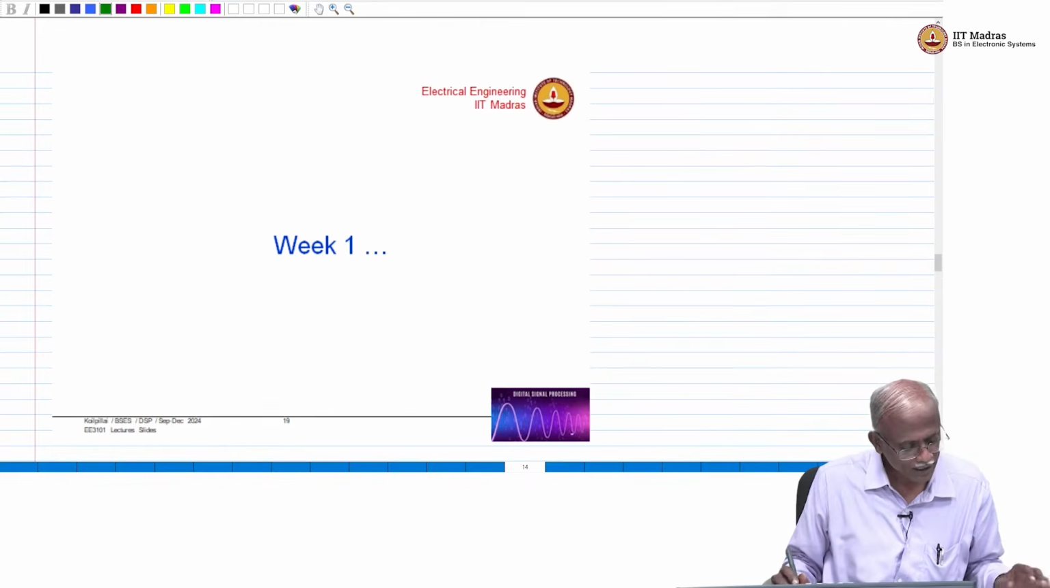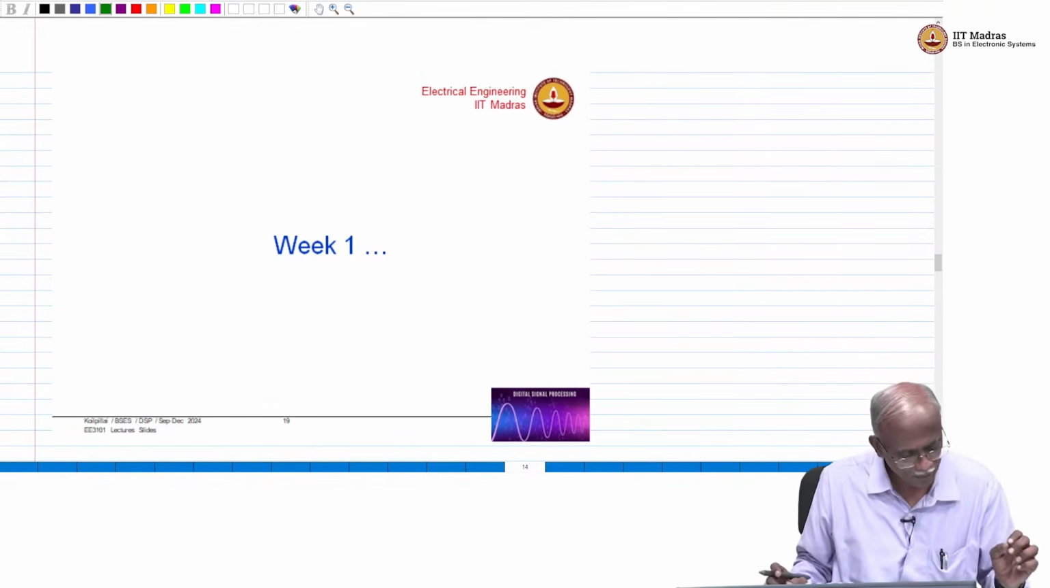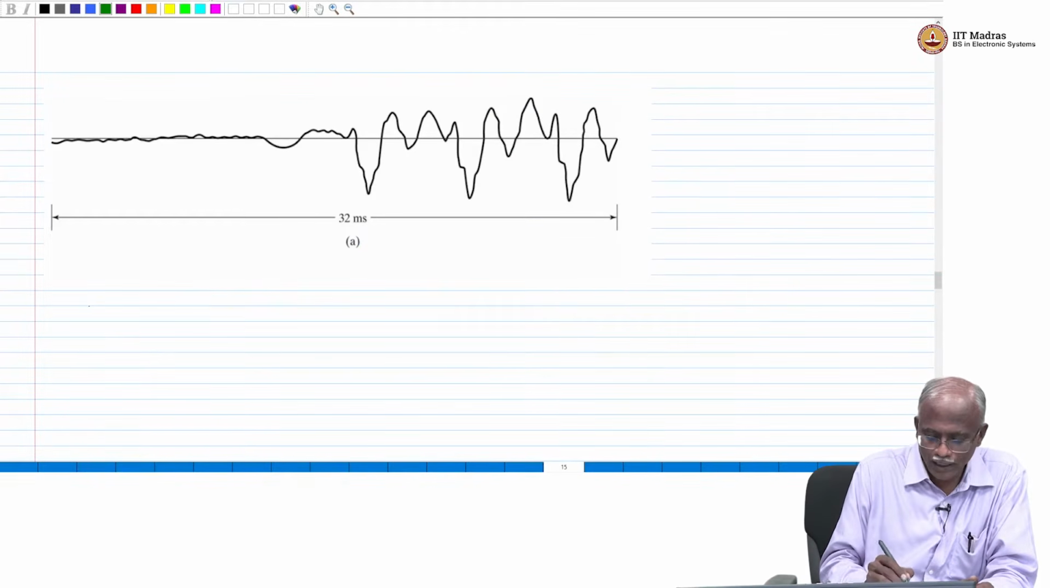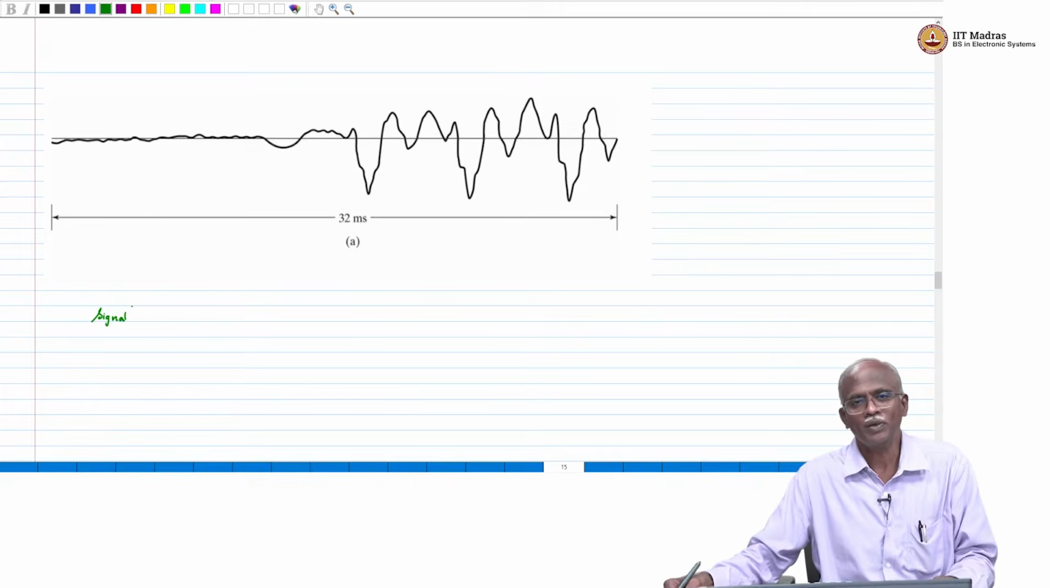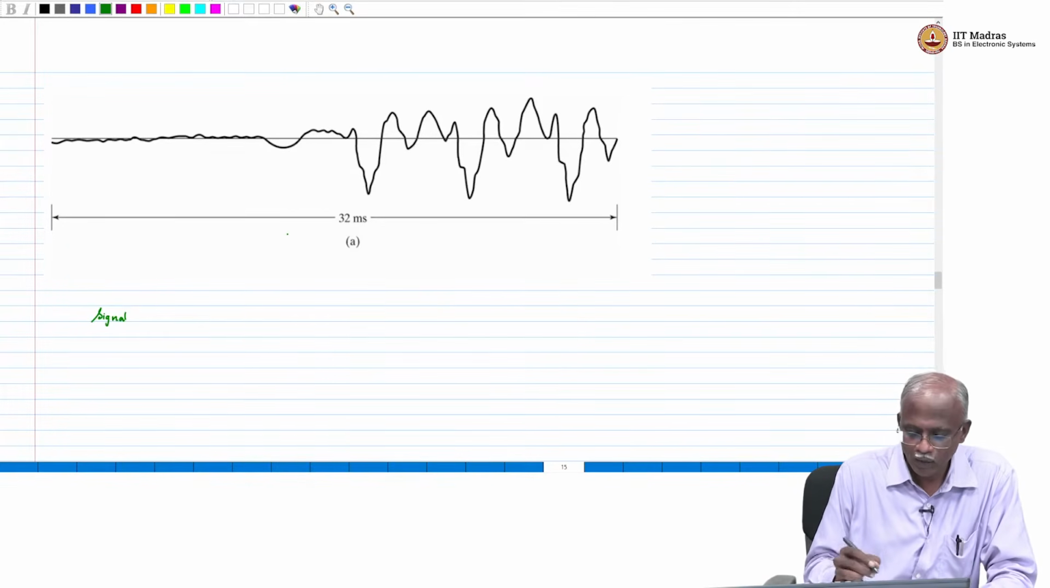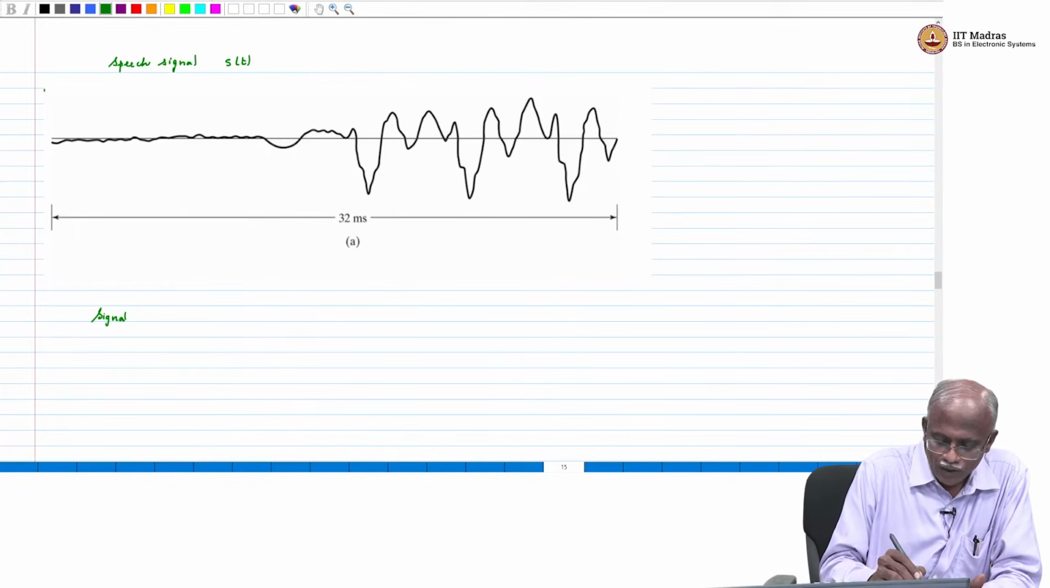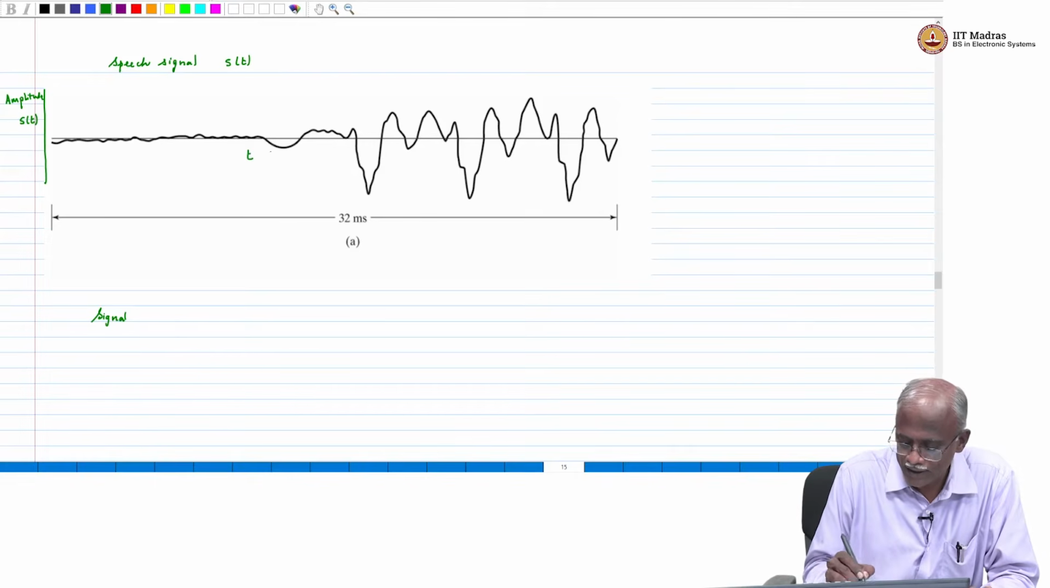So let us begin with the first topic that we would have to address. That would be the definition of a signal. Again, I am assuming that this is a topic that you would have already addressed, and this happens to be a speech sample, a segment of a speech sample, a speech signal. We say it's S of t. So on the y-axis we call it amplitude. So this is S of t, and on the x-axis is time.